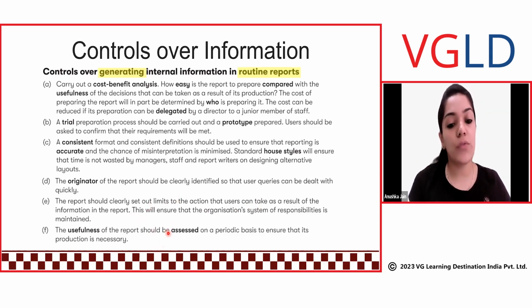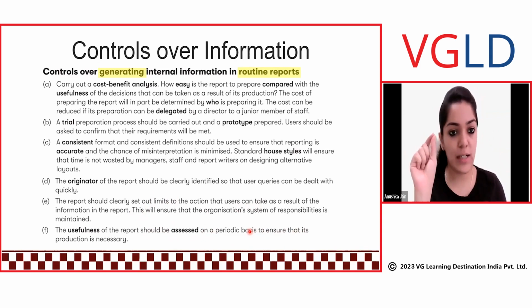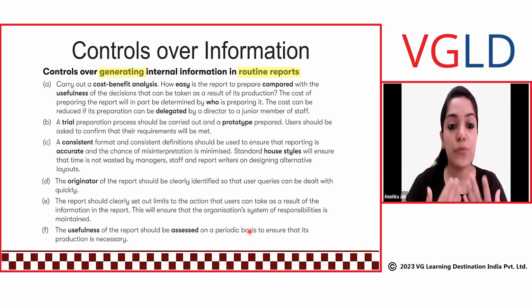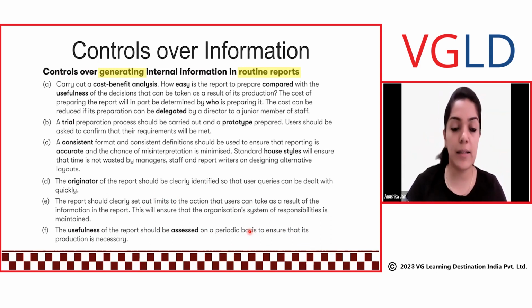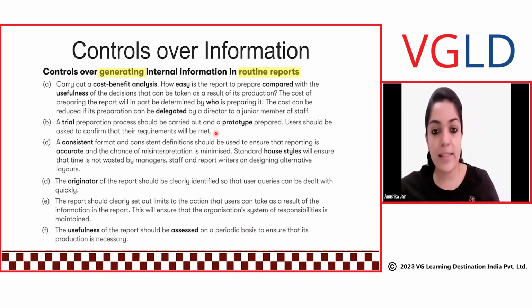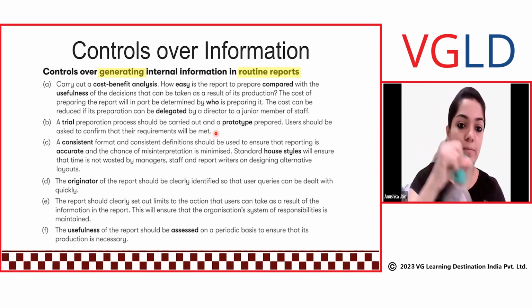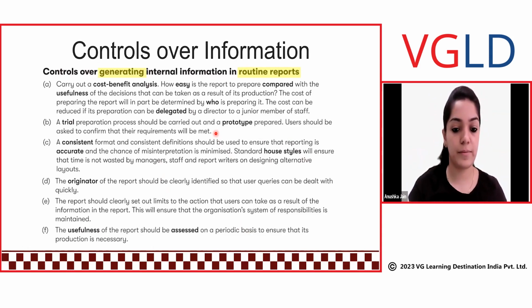The usefulness of the report should be assessed on a periodic basis to ensure that its production is necessary. Of course, as I also partially covered in point A, the usefulness, whether there is a utility out of the report, should be continuously assessed. It's not like someone started a tradition and it is being continued. So these are the controls over generating internal information in routine reports. Please take a look and let me know if it is fine. Have a look at the slide and let me know if it is fine.